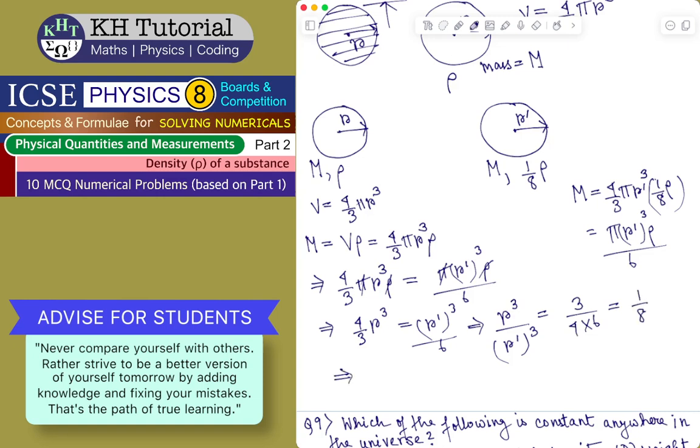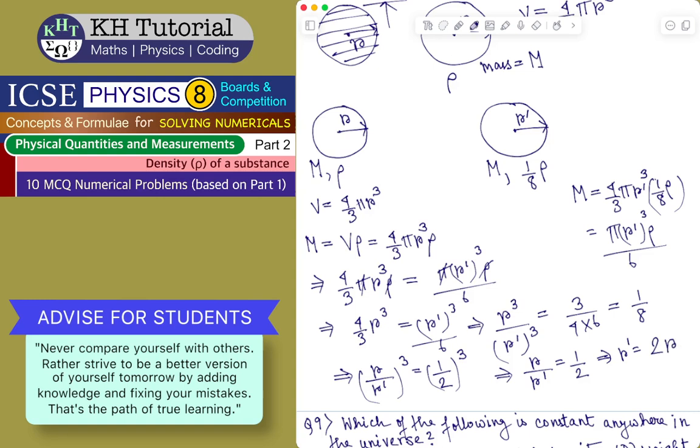So this implies (r/r')³ is equal to 1/8. 1/8 means cube of half. So clearly this means r/r' is equal to half. This means r' is equal to twice r.